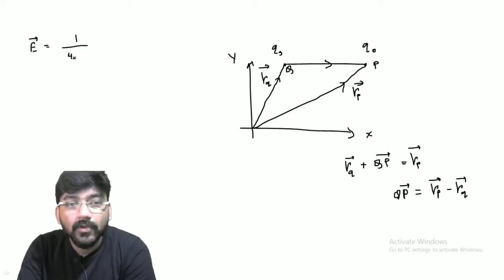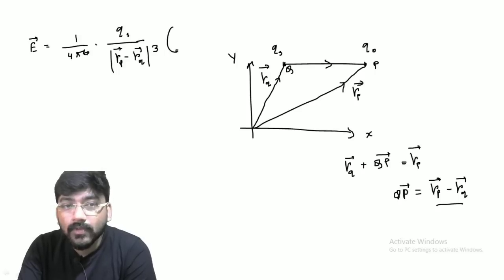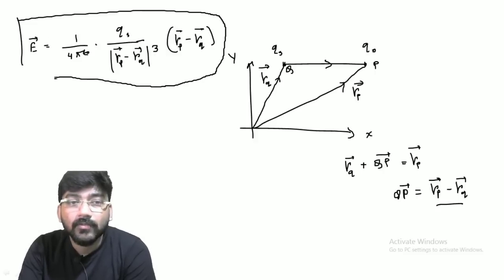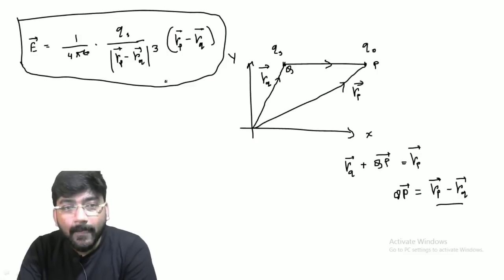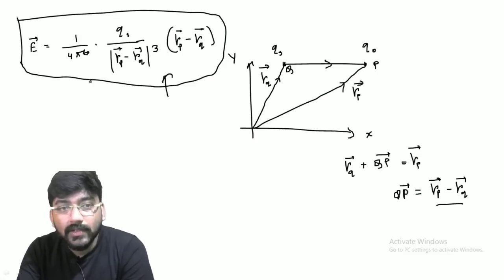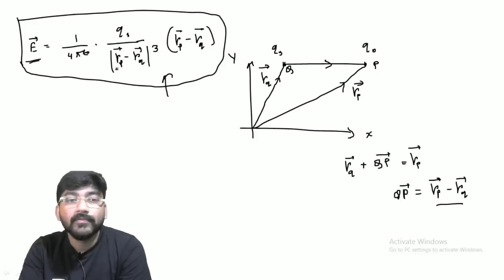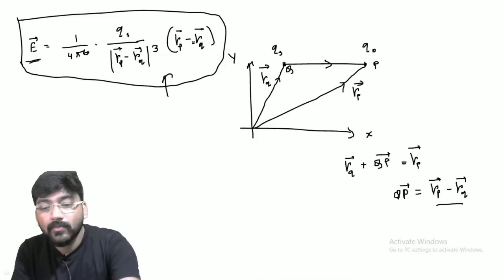In this situation, you can express the E vector as 1 upon 4 pi epsilon naught times q by r cube. So q by r cube means here this vector, and this vector is rp minus rq. It will be the mod of rp minus rq, whole cube, into the r vector, which is rp minus rq. You can express the electric field intensity in terms of position vector. Sometimes you can solve numericals using this equation, because it gives you the magnitude of E as well as the direction. Let me solve one example so that you can understand.